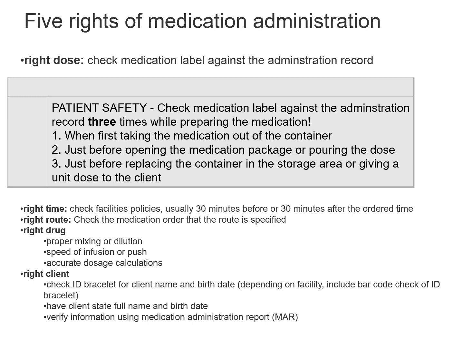You might have 2 John Does on the floor, right? So you need to check everything, including their date of birth, right? At least 2 identifiers, depending on the facility, again, including the barcode. So you check the ID bracelet and have the client state their full name and date of birth, if they're awake, alert, oriented ×3, and you verify the information with the MAR.